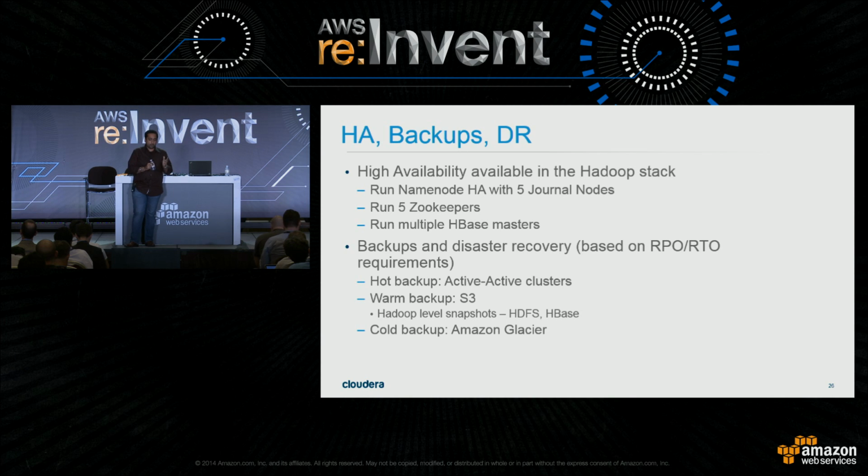For a hot backup, though, running multiple clusters across 2 availability zones is something that our customers consider in that particular use case where they need a hot backup. Warm backups, S3, and Glacier is obviously available for cold backups. We don't really see that being used a whole lot.